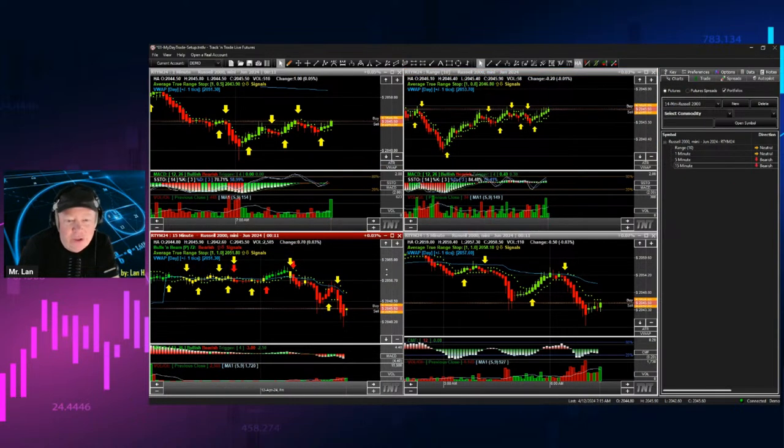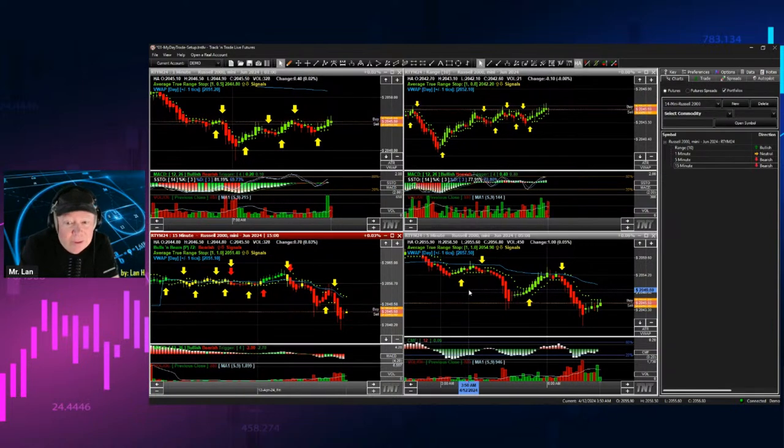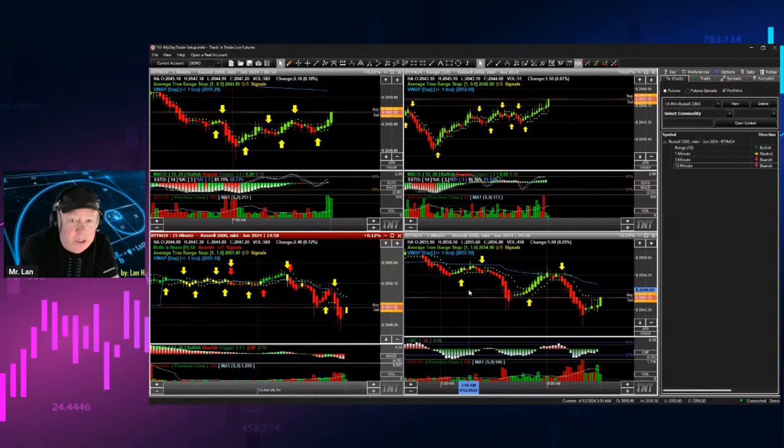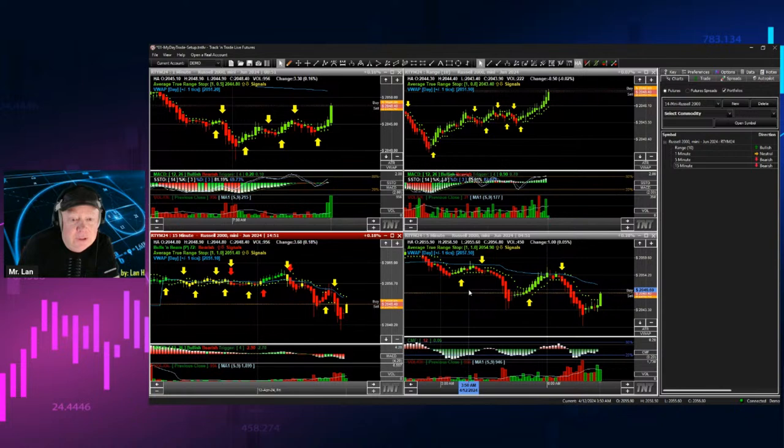I didn't do any trading yesterday, but we talked about a lot of markets. We analyzed a lot of markets and I showed you how that's done. We talked about the probabilities and how we trade based on probabilities. That's what we talked about yesterday, and so today we're just going to follow through.